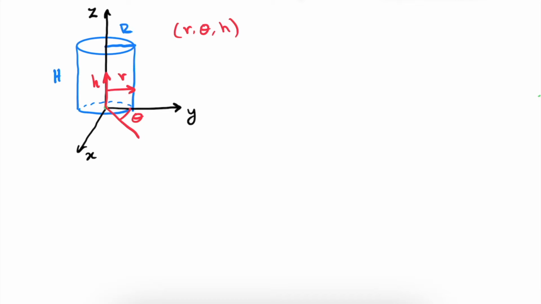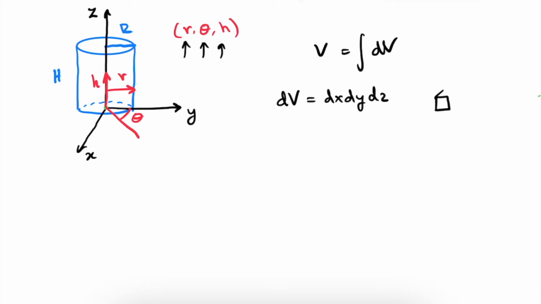Now, because we are working in cylindrical coordinates, the infinitesimal volume element that we need to calculate the volume integral will be different from the Cartesian coordinates. In Cartesian coordinates, we simply had that dV is equal to dx times dy times dz. However, x, y, and z are not the coordinates that we're working with. In this case, we're working with r, theta, and h. And whereas in Cartesian coordinates, the infinitesimal volume element was a simple cube, here it will not be a cube, but something different. And this is what we're going to look at first right now.